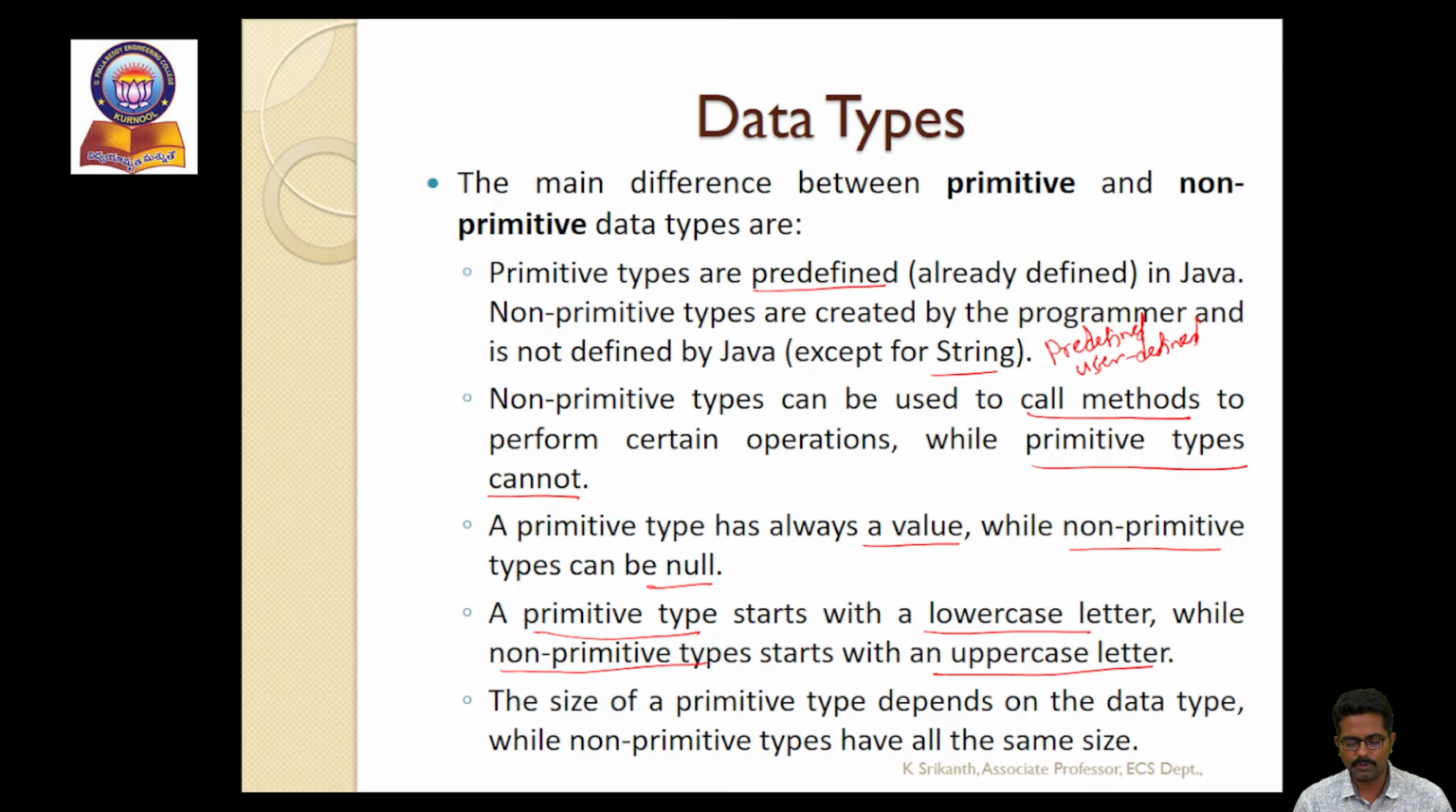The size of a primitive data type depends on the type of data you are using. If it is a byte, it needs 1 byte of space, short 2 bytes, integer 4 bytes, and long 8 bytes. Float 4 bytes, double 8 bytes, char 2 bytes, and boolean 1 bit. While non-primitive data types have sizes based on the type of the class or the type of array you are working with.